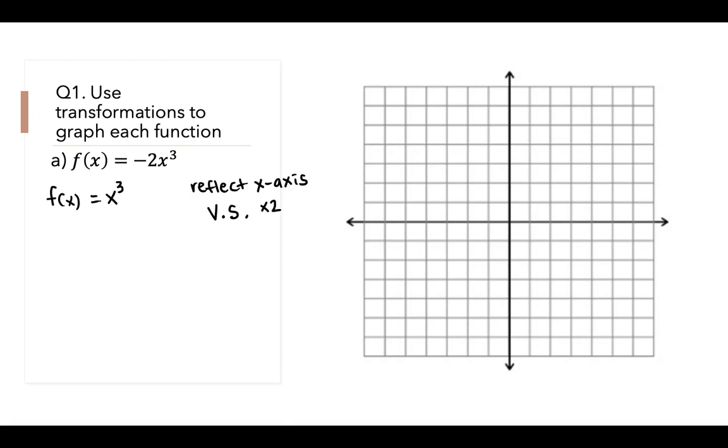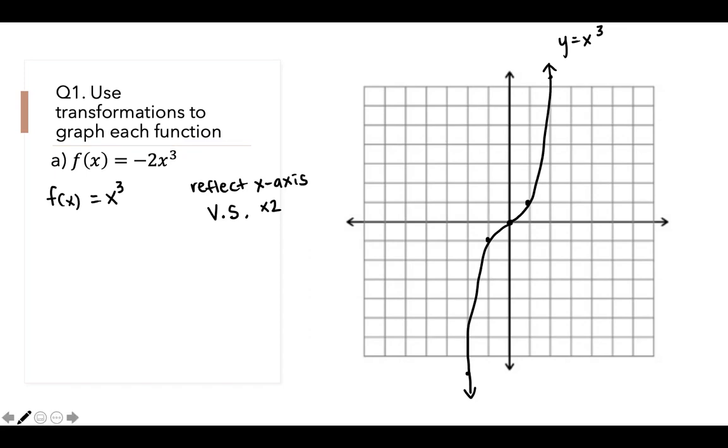I'm going to plot the original function, (1, 1), (2, 8). It's a little bit out of the line. This is my parent function. Don't forget the arrows. And y is equal to x cubed.